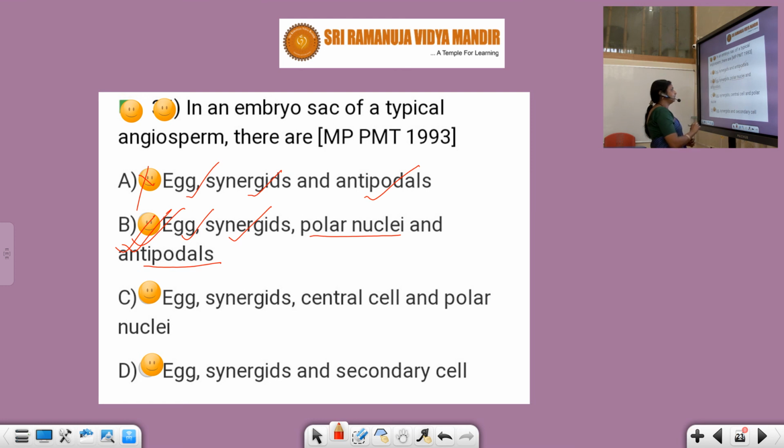Here what is missing? Let's see. Egg, synergid, central cell and polar nuclei. Both are the same. So here what is missing? Antipodals are missing. If you see D, egg, synergids and secondary cell, but where are the antipodal cells? So this is also wrong. C is wrong. Only B is right, because all these structures are present. Egg present, synergids present, polar nuclei which later form the central cell or secondary nucleus, and antipodal cells are present. So B is the answer.